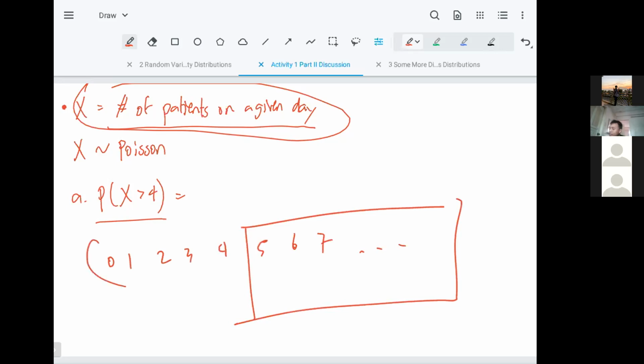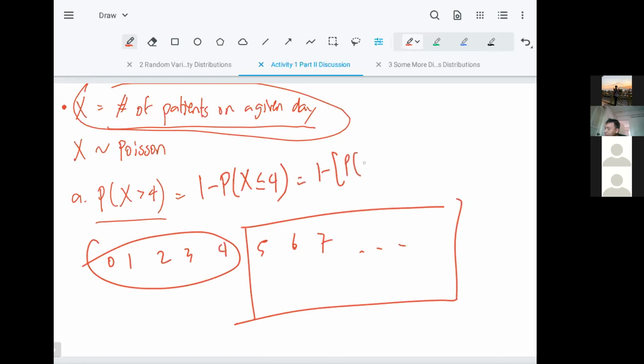So 1 minus this. So 1 minus probability that X will be less than or equal to 4. I think yan yung sabi ni Lexi sa chat. So yeah, madali nang isolve yan. 1 minus probability na X equals 0. Medyo long cut talaga.